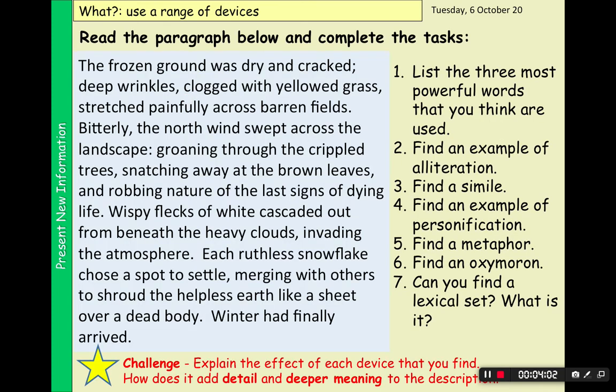So for our first task, let's just look at this paragraph below and complete the task. So this is a very descriptive paragraph describing a winter scene. And what I'd like you to do is just take a few minutes to pick out some different devices in this paragraph to really look at how they can be used in a description. And for the challenge, explain the effect of each device you find. How does it add detail, or what deeper meaning does it convey about this winter landscape? So pause the video and complete those tasks, and then we'll go over some ideas.